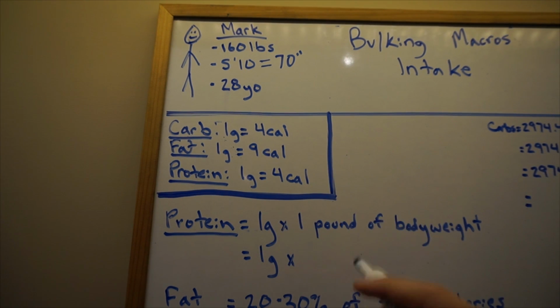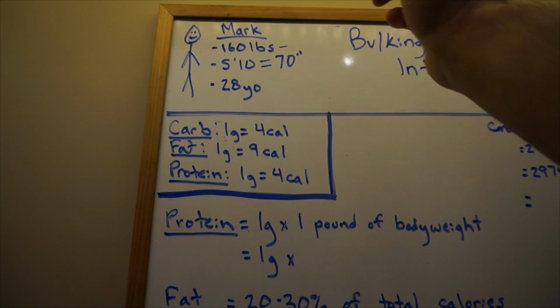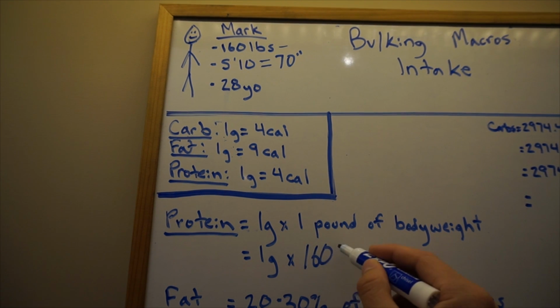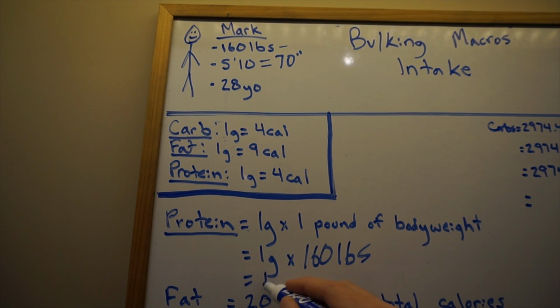1 gram of protein per pound of body weight. Mark weighs 160 pounds, so we'll need 1 gram per pound, 160 pounds. Multiply that, and Mark needs 160 grams of protein.